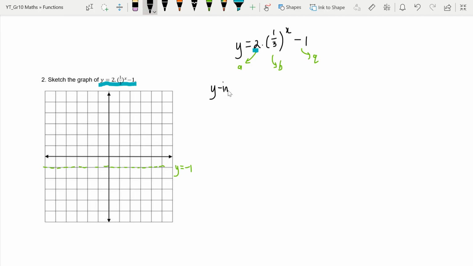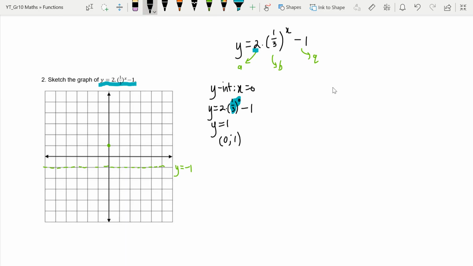We are going to find the y-intercept by making our x 0. So y is equal to 2 times a third to the power of 0, and we take away 1. Now, the purpose of this is just to draw our graph. So obviously, it's fine if we go plug that into our calculators. But do you notice there that a third to the power of 0 is just equal to 1? So it will be 2 times 1, and we take away 1, so that will just be 1. So when we made our x 0, our y is 1, and that gives us our y-intercept, which is over there.